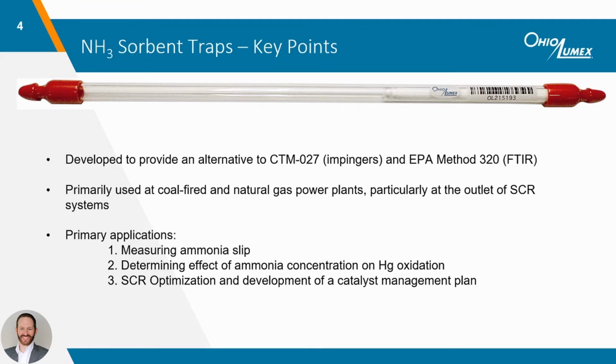The ammonia trap was developed to provide an alternative to CTM-027 and EPA Method 320, which use impingers and FTIR, respectively. These traps have primarily found use at coal-fired and natural gas power plants, with most sampling taking place at the outlet of SCR systems. The primary applications for ammonia sorbent traps include measuring ammonia slip, determining the effect of ammonia concentration on mercury oxidation, and optimization of SCRs in conjunction with development of catalyst management plans.